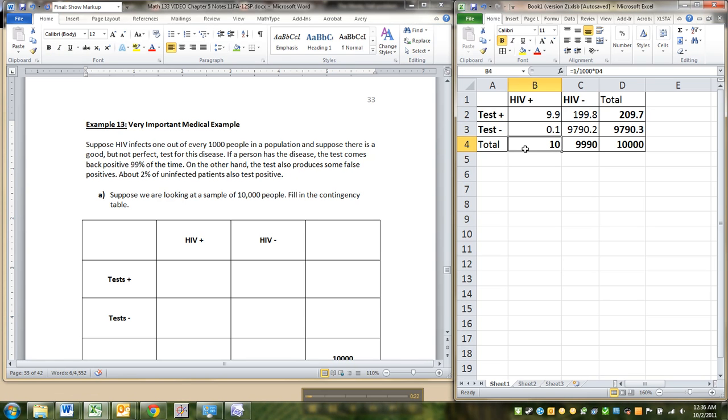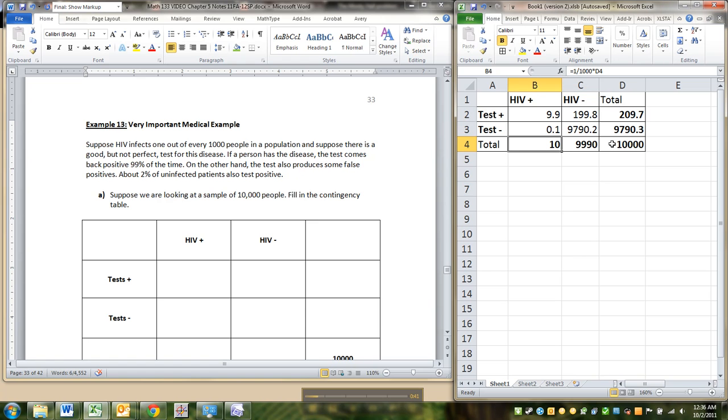So what I did was I multiplied 1 out of 1,000 times D4, times that cell right there, which means I'm going to have 10 people out of every 10,000 that are actually sick, that are actually having HIV. And that means 9,990 don't have HIV.